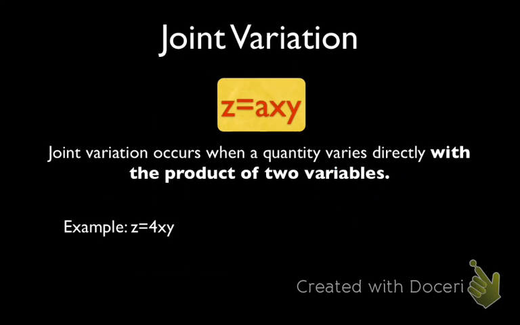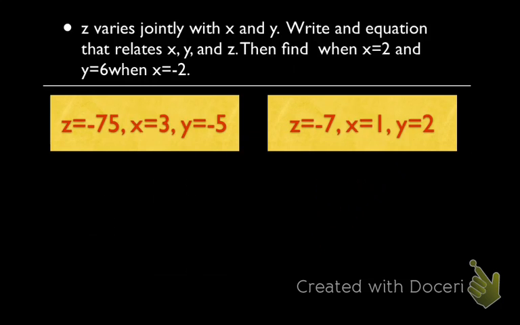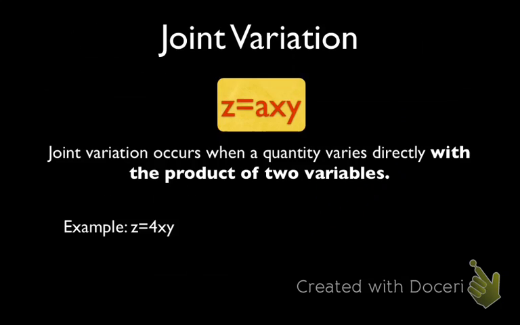Joint variation relates, instead of x and y, z, x, and y. Here's how you can remember joint variation. Joint variation, the x's and y's work together. Z varies jointly because x and y work together, they vary jointly. In this, once again, a is still the constant of variation, the all-important constant of variation. And it occurs when a quantity varies directly with the product of two variables instead of one.